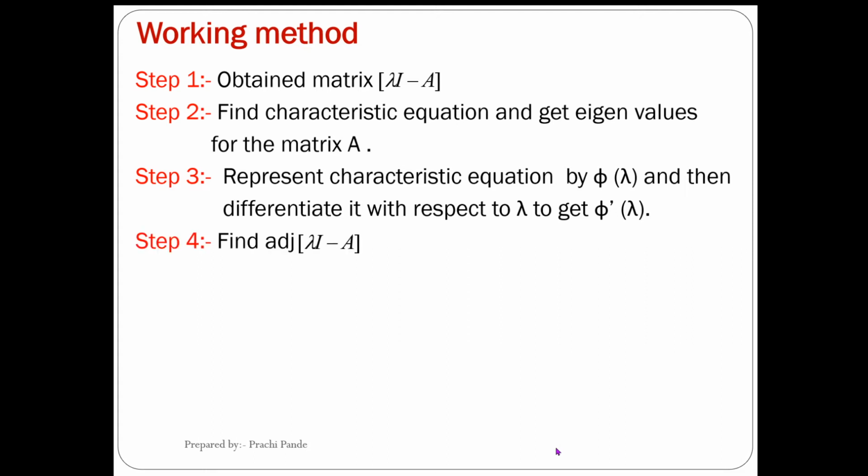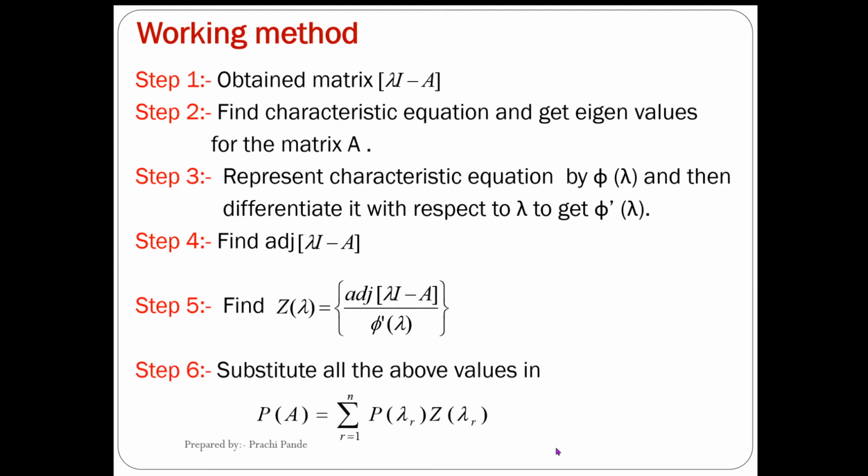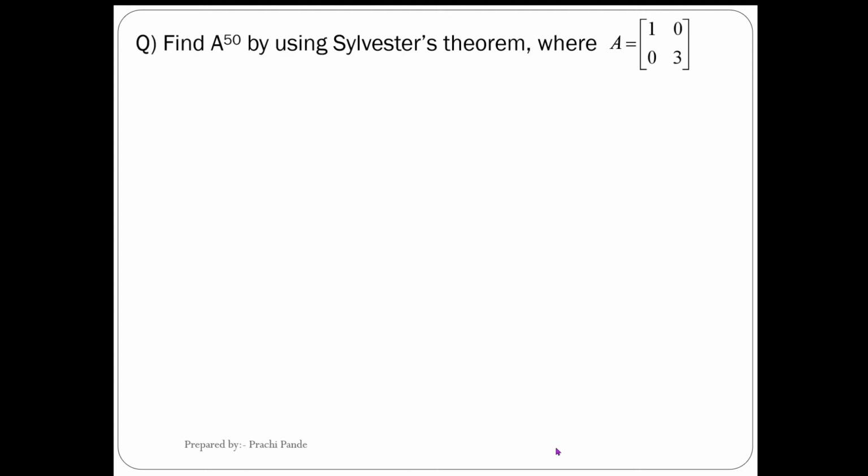In step number 4, you have to find the adjoint of the matrix lambda I minus A. In the next step, find Z of lambda, which is equal to adjoint of lambda I minus A upon phi dash of lambda, and substitute all these values in the Sylvester theorem, that is P of A equal to summation r from 1 to n P of lambda r into Z of lambda r. Now let's take an example.